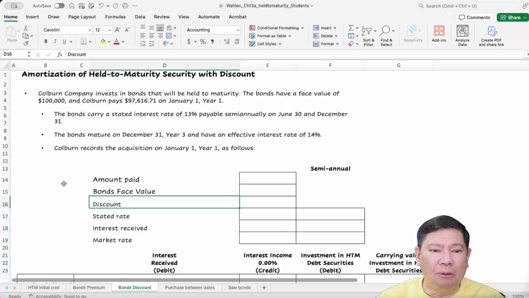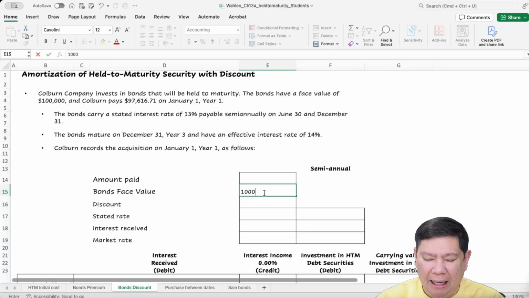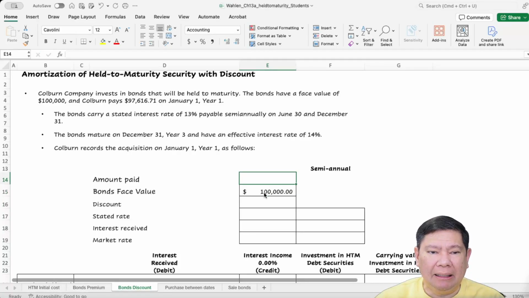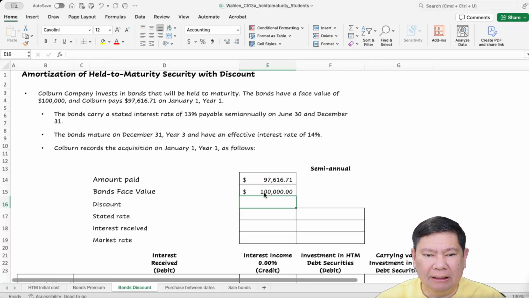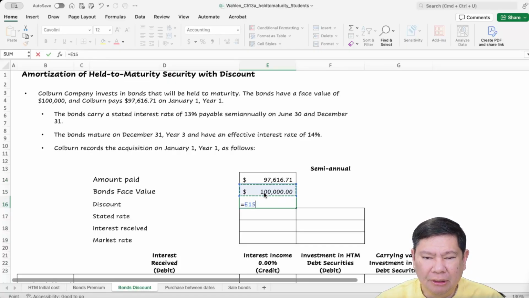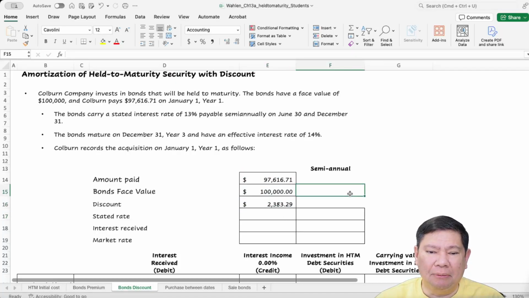This company, Colburn, invests in bonds that will be held to maturity. The bonds have a face value of 100,000 and the company paid 97,616.71. It's less than 100,000, so we know that the difference is a discount.